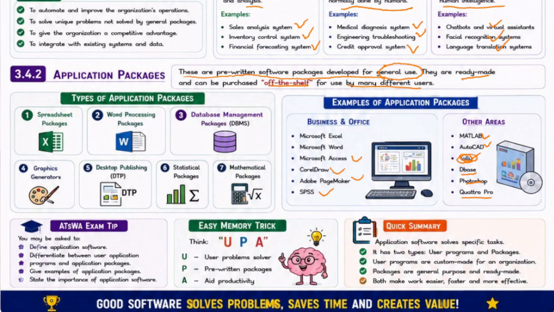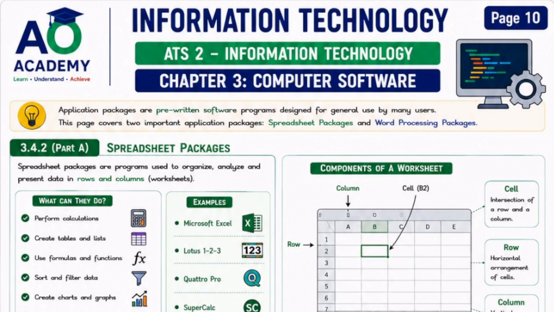Now, quick summary. Application software solves specific tasks. That's number one. It has two types: user programs and packages. User programs are custom made for an organization, while packages are general purpose and ready made. They both make work easier, faster, and more effective. So that is the quick summary. Now we are moving to page 10.